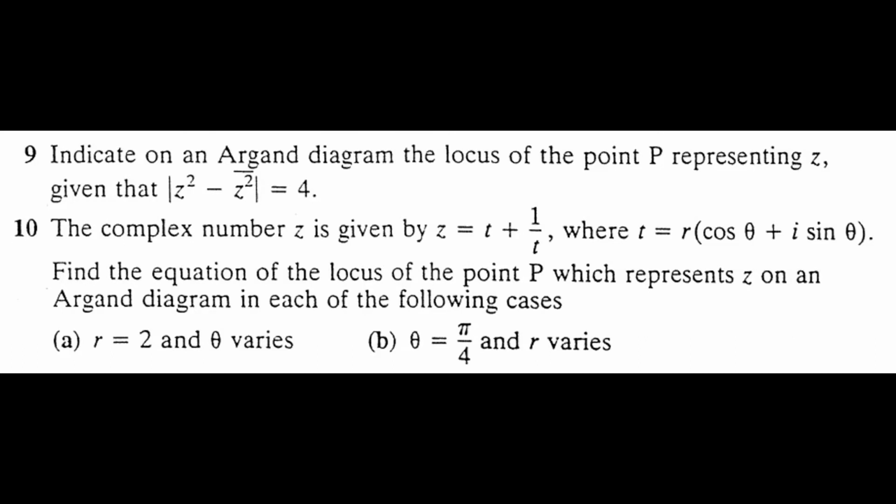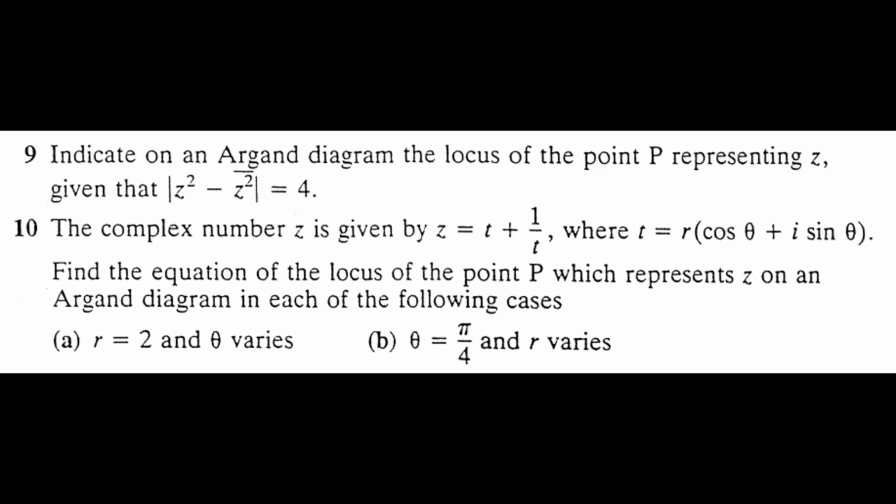For this video, I'll be focusing on question 10, part B, which a student has sent through. So question 10 reads, the complex number z is given by z is equal to t plus 1 on t, where t is equal to r cos theta plus i sin theta. Now we're asked to find the equation of the locus of the point P, which represents z on an Argand diagram in each of the following cases.